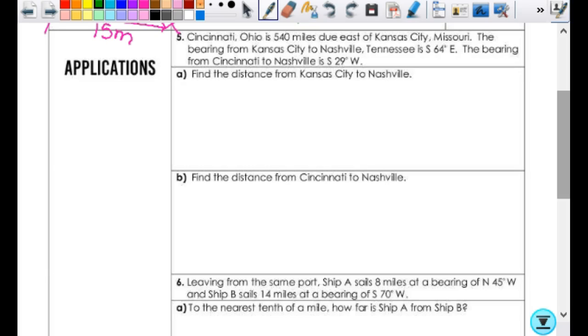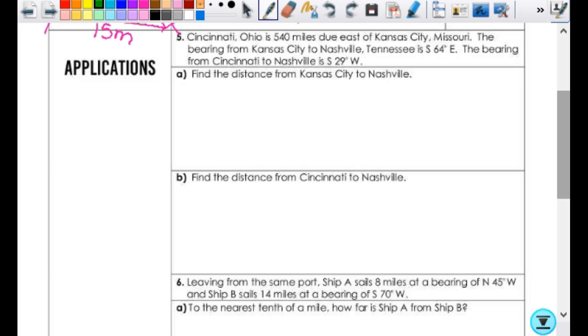Cincinnati, Ohio is 540 miles due east of Kansas City, Missouri. The bearing from Kansas City to Nashville, Tennessee is blah, blah, blah. Okay, so we got all that. That's a lot of information, right? That's way too much information to comprehend all at once and work the problem. For me too, I would never just read that and know what we do. You have to read it, have an idea of what's happening, then go back and say, okay, a piece at a time here.